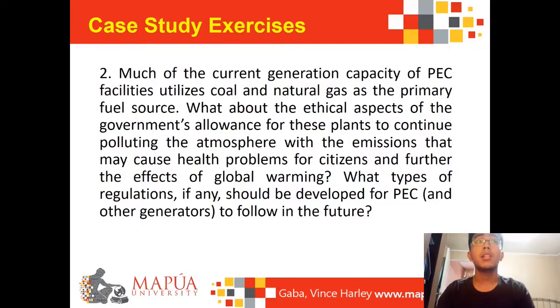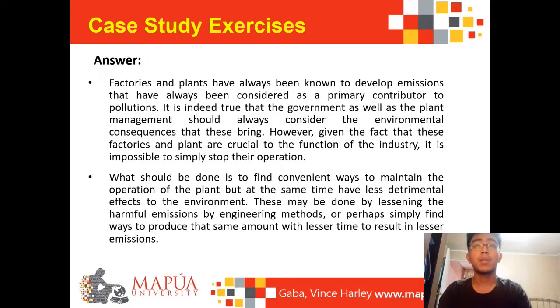Okay, for case study number 2, the question is, much of the current generation capacity of PEC facilities utilizes coal and natural gas as the primary fuel source. What about the ethical aspects of the government's allowance for these plants to continue polluting the atmosphere with the emissions that may cause health problems for citizens and further the effects of global warming? What types of regulations, if any, should be developed for PEC to follow in the future?